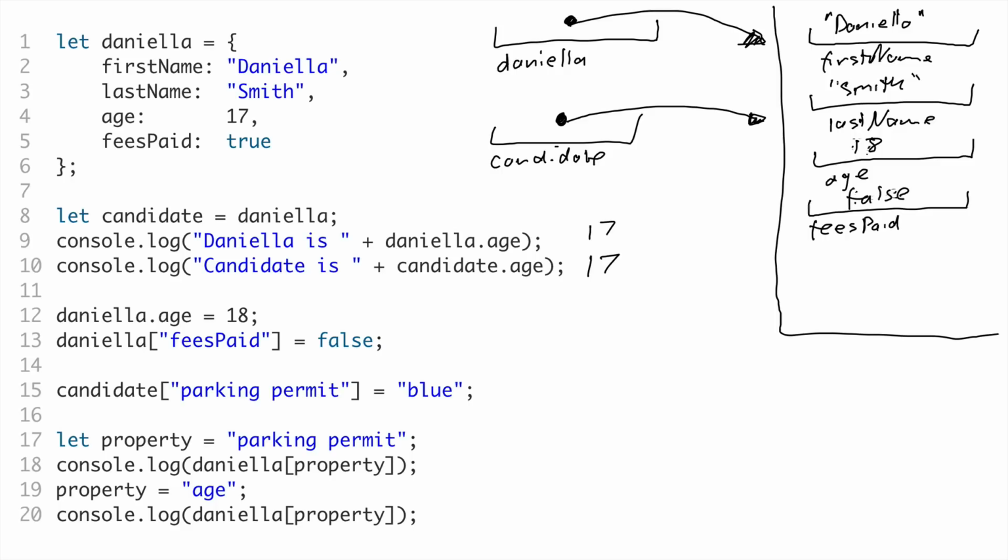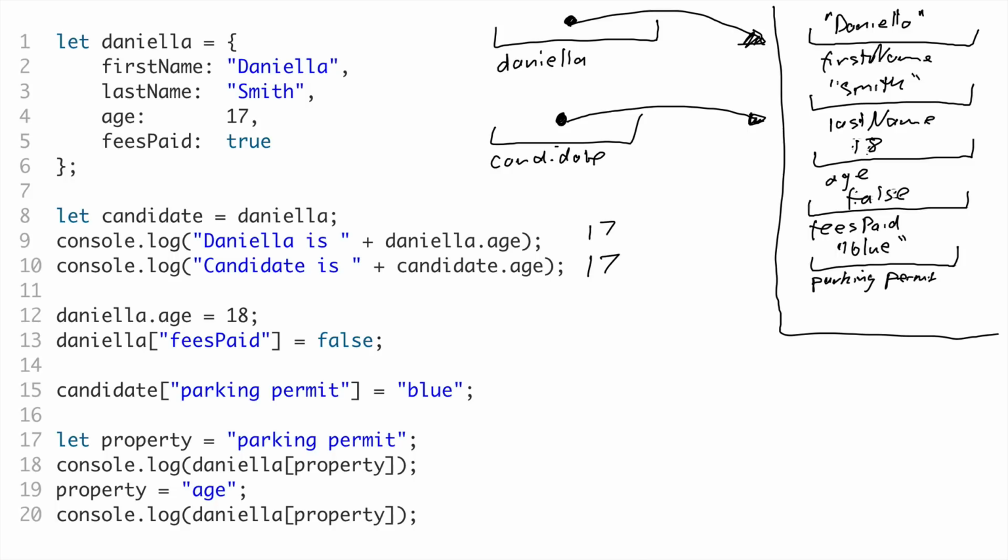Line 15 does much the same thing. We're assigning the string blue to a property called parking permit. Now the thing to note about this is our object doesn't have a property called parking permit, but objects in JavaScript can have dynamic properties. You can just create these properties after the fact, even if they didn't exist when the object was originally created. So what happens here? Literally just the object gets a new property. It's called parking permit, and it has a value, a string, blue. So that's the effect of line 15.